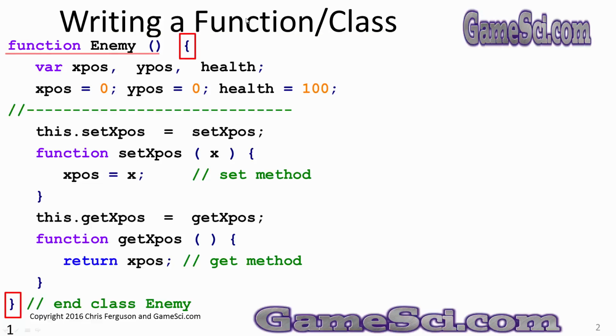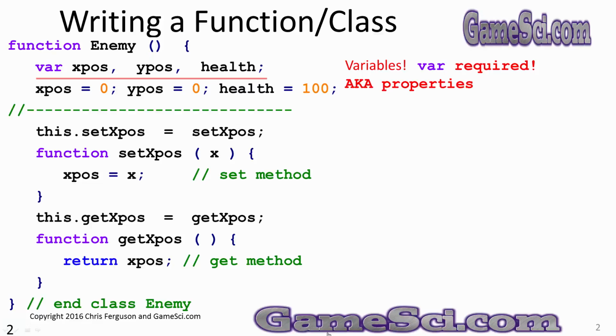And again, this is a special function that's going to build a class. What you have to focus on here is the curly braces. The curly brace at the start and the curly brace at the end are the boundaries of our class. Anything inside these curly braces will be part of the object that we build out of enemy. If you are not inside these curly braces, you will not be part of the object.